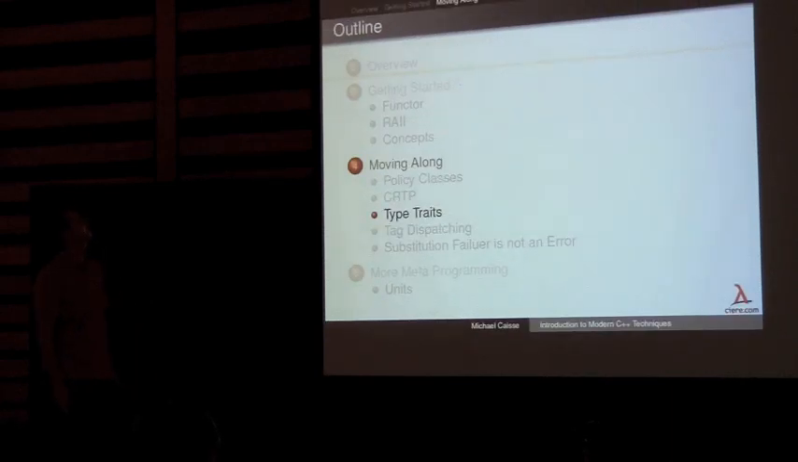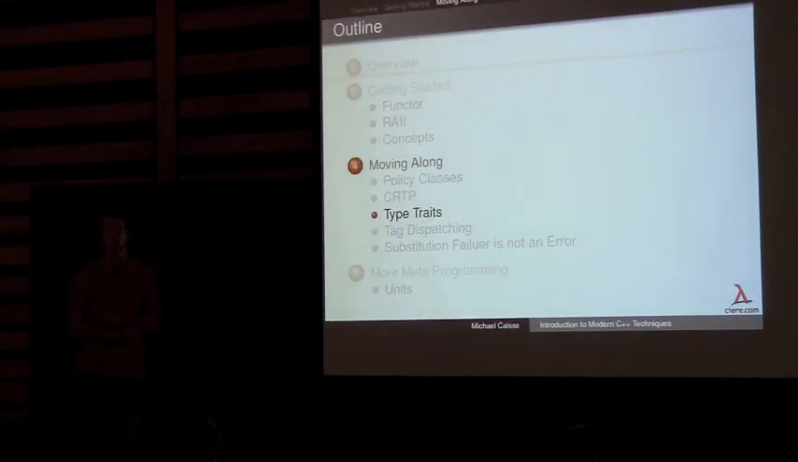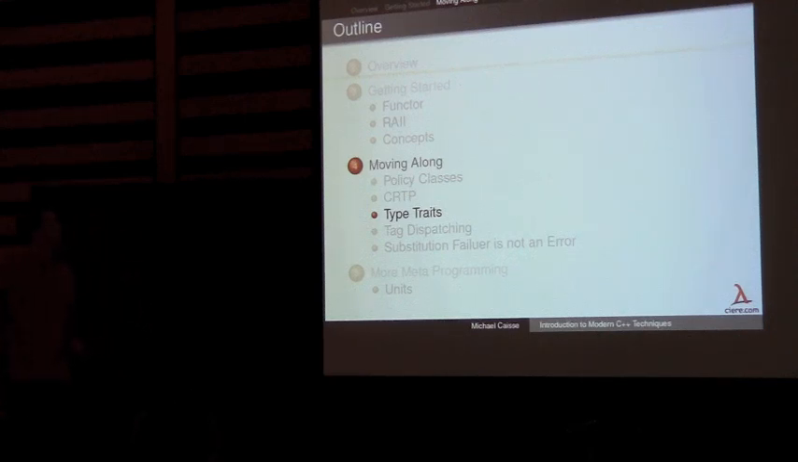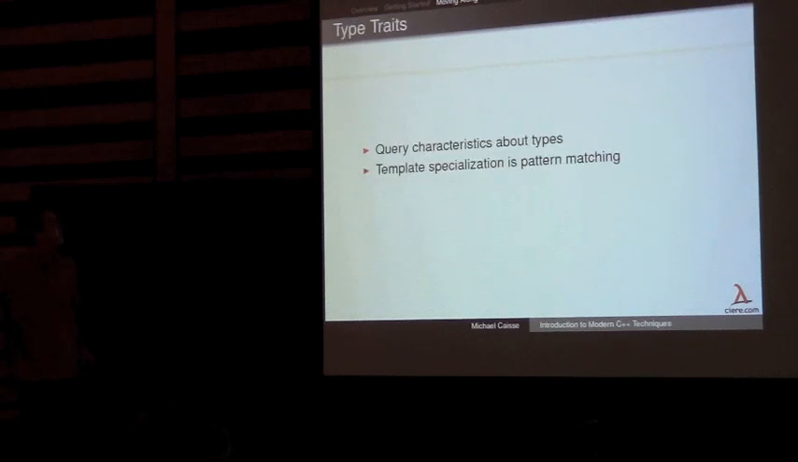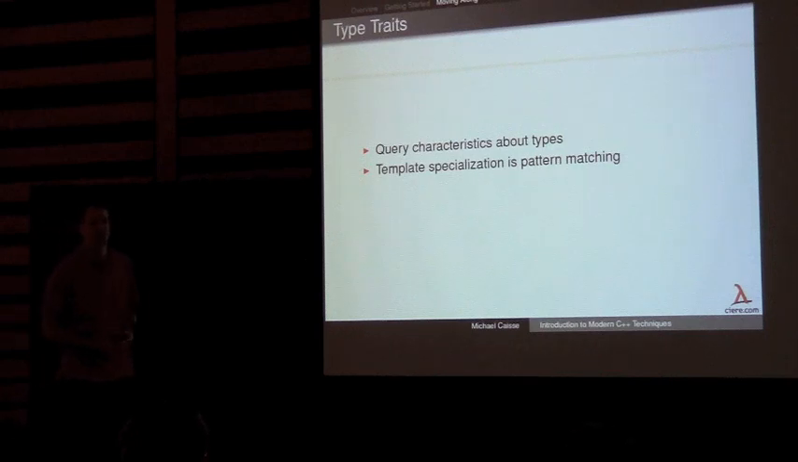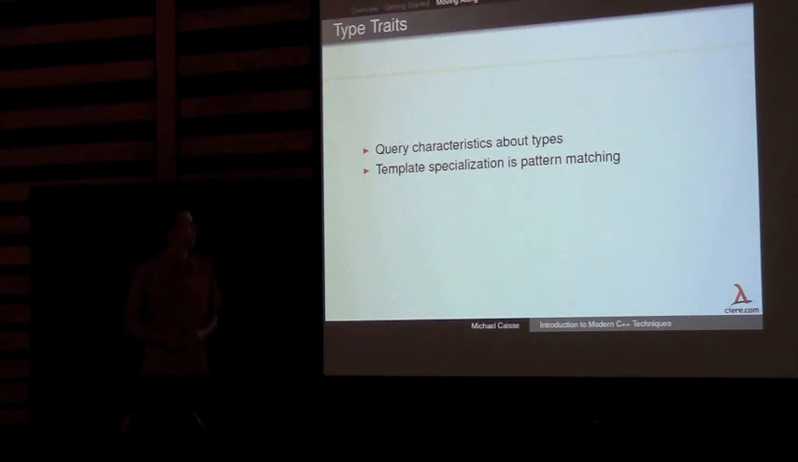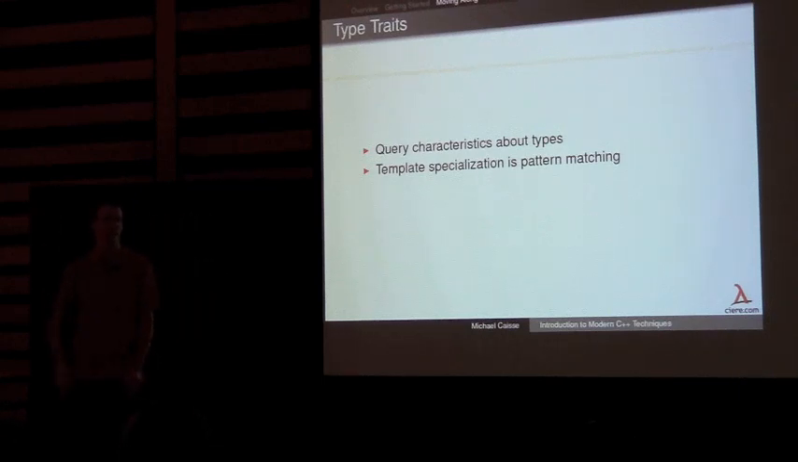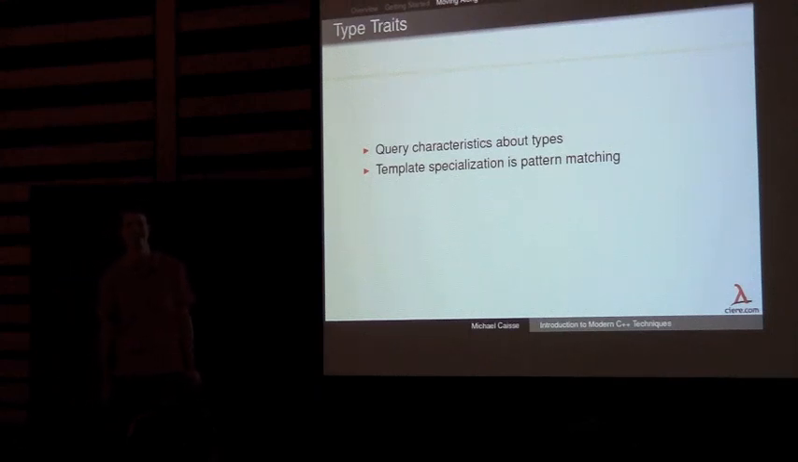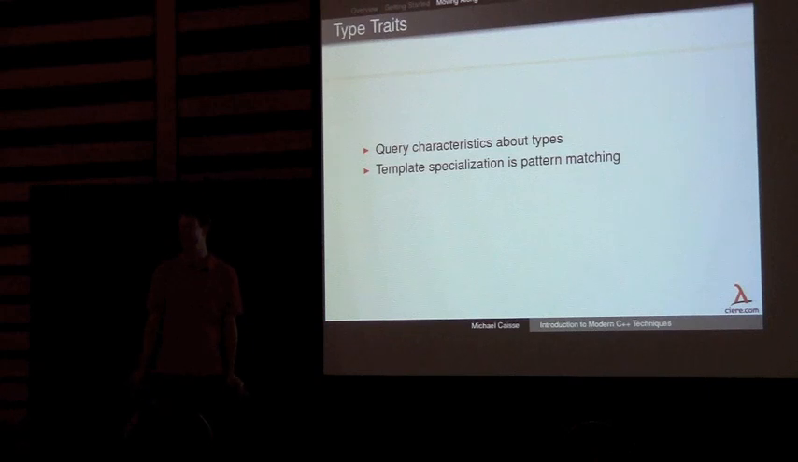All right, let's move on to type traits. Type traits allow us to query characteristics about a type. Often, it's important that we know something about that type. And it just so happens that template specialization is nothing more than pattern matching. If you were in Bartosz's talk, somehow I'm supposed to put a Haskell slide up here next, I think, and show how easy it is. But I'll skip that, because I don't even know Haskell.